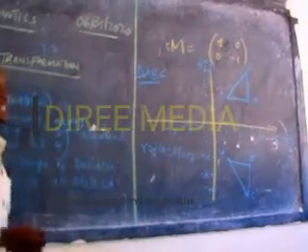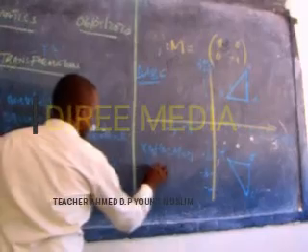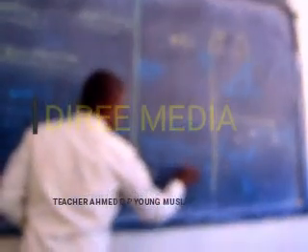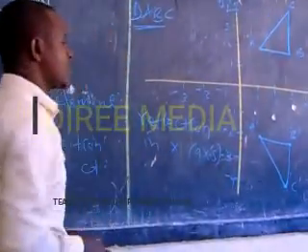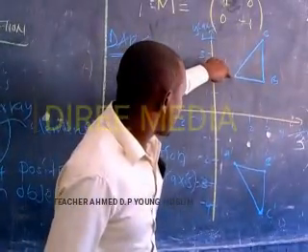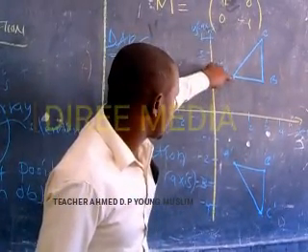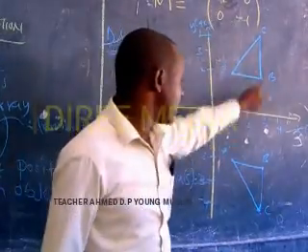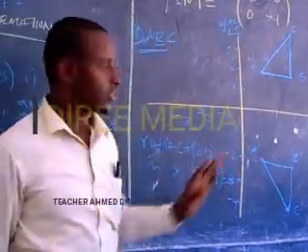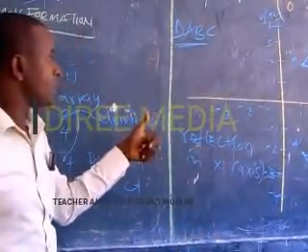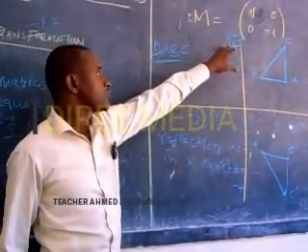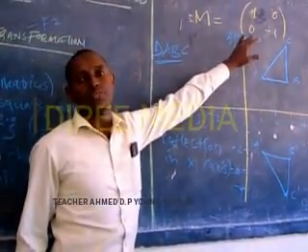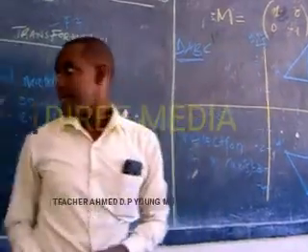This matrix is representing a reflection in the x-axis. That's why you find that the distance between the mirror line and the object is the same as the distance between the mirror line and the image point. Therefore, this is a reflection in the x-axis. That is one way of trying to know what kind of transformation this particular matrix is representing.